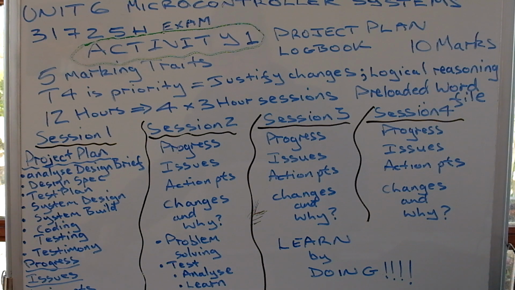What is the progress in session 1? What were the issues that you came up against, and the action points for the next session? What the marker wants to see is that development activities have been carried out in the appropriate order. So that's what you're doing session by session. For each session, you're going to detail progress, detail the issues, and detail the action points for the next session.